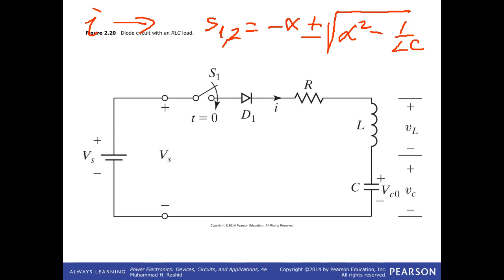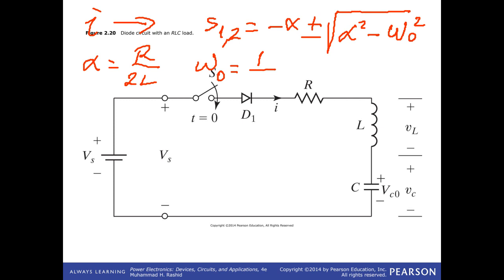Don't do what I do. If I think about something else, I just automatically write a wrong equation or wrong term. Omega O square. So alpha is equal to R over 2L, and omega O, which is the resonant frequency, angular frequency rather, is 1 over square root of LC.